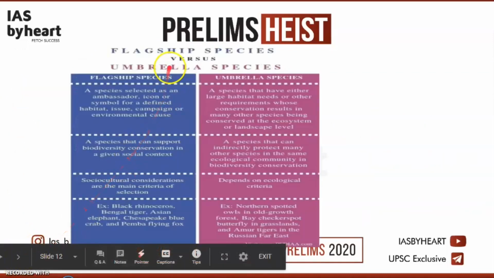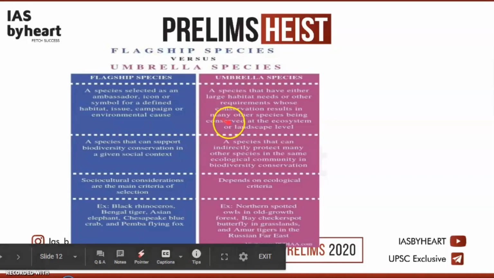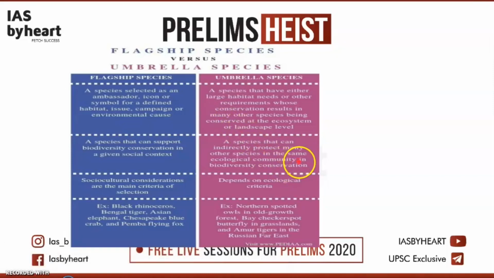See the difference between the flagship species and the umbrella species. This is additional information regarding umbrella species. What is meant by umbrella species? Some species occupy a large geographical range. For example, take an elephant. Elephant moves from this area, for example, take this as a point A and this edge as a point B. Elephant moves from point A to point B, which is a large area.